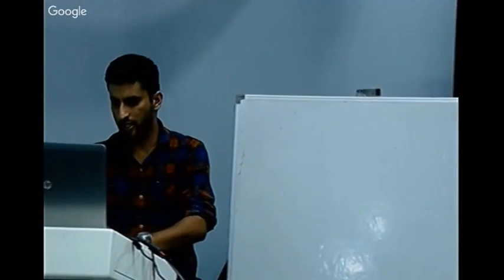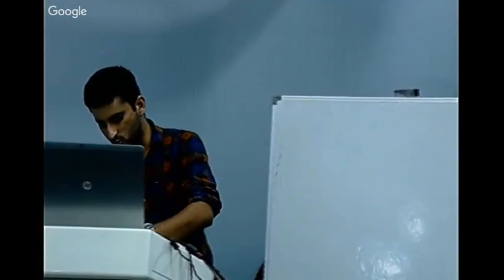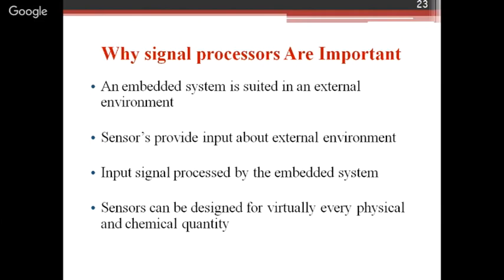Okay. Introduction to digital signal processors. Why are processors so important? Because an embedded system is basically situated in an external environment where it has to sense the data, and then it has to process it. They have to process a huge amount of data. So signal processors play a very important role, and we are looking forward to compressing our data at those sensor nodes. Okay, so let's see how that data can be compressed.